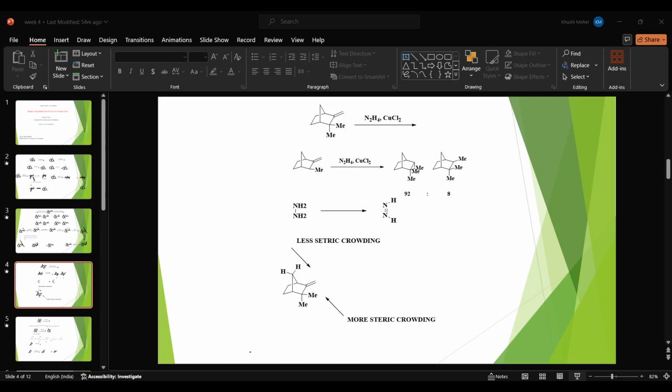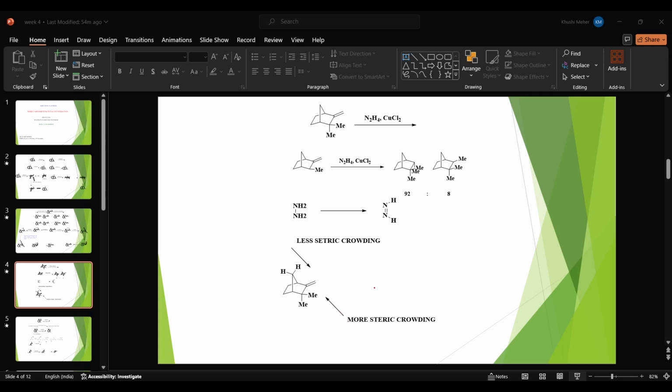After that, what will happen? On more heating, the nitrogen is removed through a radical. They believe it goes through a radical mechanism and you will get a cyclopropane. So there is a possibility of getting a cyclic alkane. For most cases you will get the isomeric alkene, but in some cases like this particular one, they have reported that the product is a three-member cyclic ring.